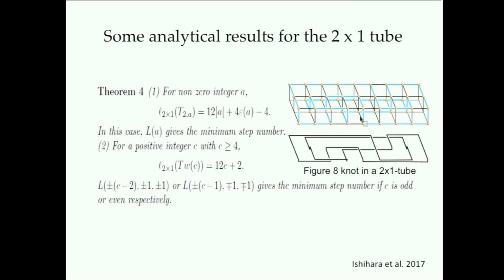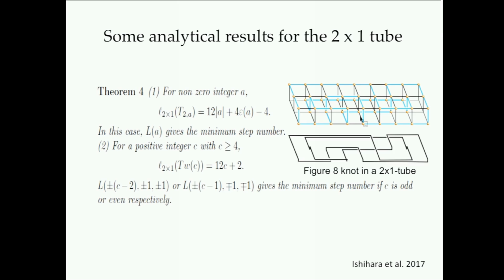The reason you can do it in the 2x1 tube is because you know it's going to have only height 1, and then you can apply a lot of techniques from 4-plats. So you can think that you are actually doing braids to prove these theorems.